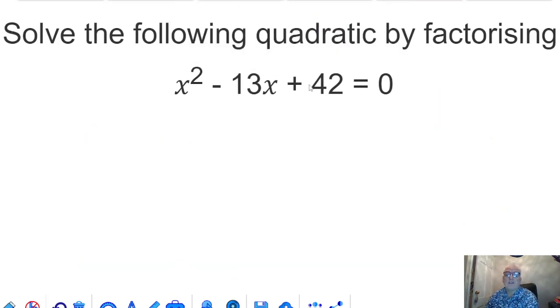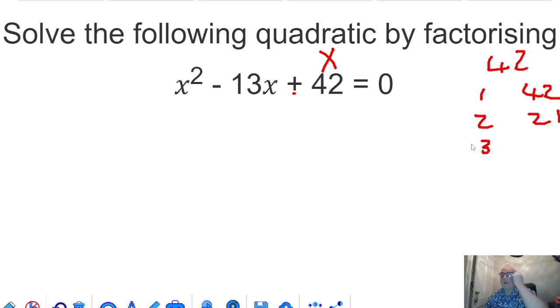You can see again, same sort of scenario. This time we've got one negative sign and one positive sign. So we know there's got to be some negatives in it somewhere, but my final term is +42. Now the only way I can get a positive in my constant term, let's list the factors for a start. I've got 1 and 42, 2 and 21, 3 and 14, and 6 and 7.